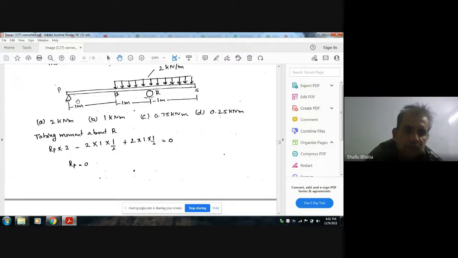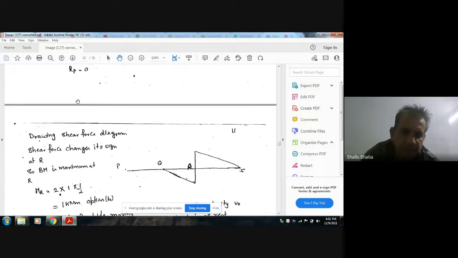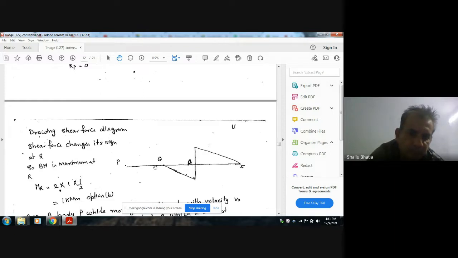So if you draw the shear force diagram, it will be like this. From P to Q it will be 0 because there is no reaction at P, so there is no shear force, and Q to R it will be vertical. At R there will be a certain increase in shear force, and at this point there will be a certain decrease in shear. So at point R the shear force sign is changing, so at this point the bending moment will be maximum.